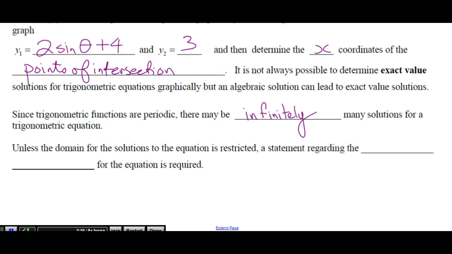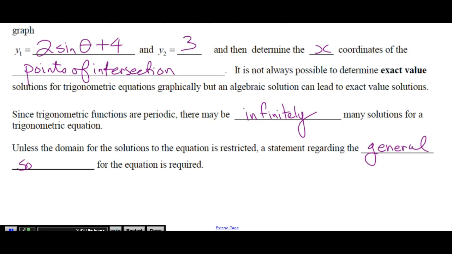For a trig equation, unless the domain for the solutions is restricted, a statement regarding the what? What do we call the solution if it's not a specific solution? General solution. So a statement regarding the general solution for the equation.